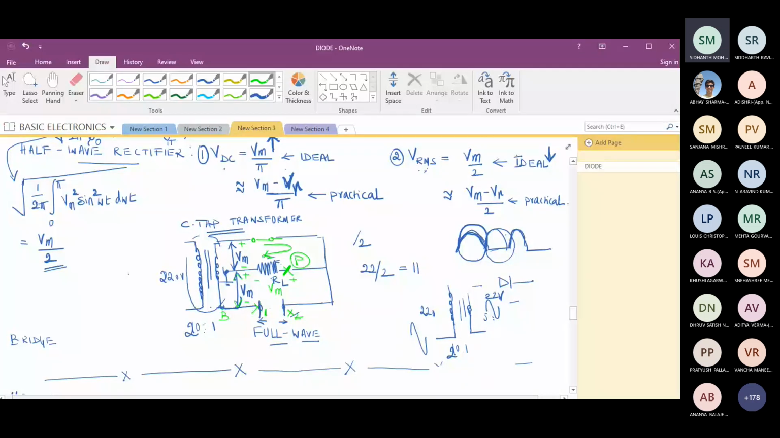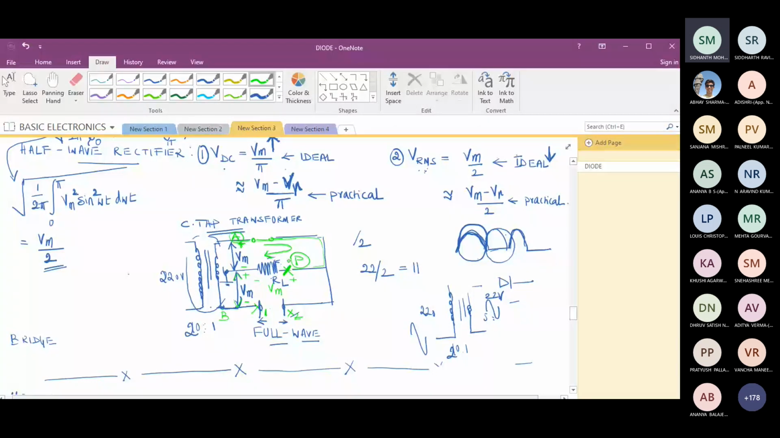Because see, this P is connected to this terminal A of the secondary winding. So that which is sitting at positive potential, plus Vm. Is this fine? Can you make out? Yes, sir. So this is plus.